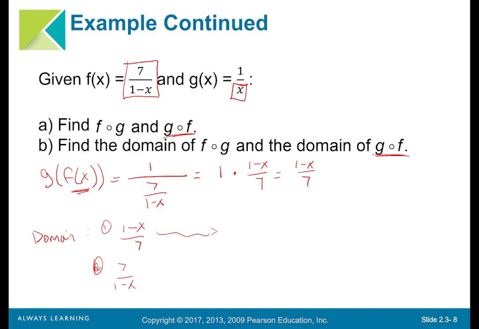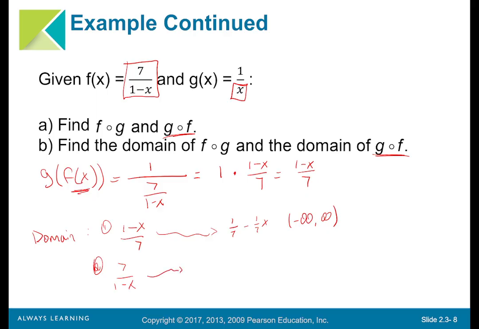It's just 7. So this is actually considered a linear function because I could write this as 1 over 7 minus 1 over 7x. So there you can kind of see that it's really just a linear function. There's no exponent on the x. There's no denominator really to worry about other than constants. So this has a domain of negative infinity to infinity.